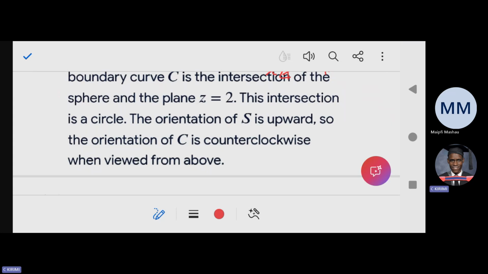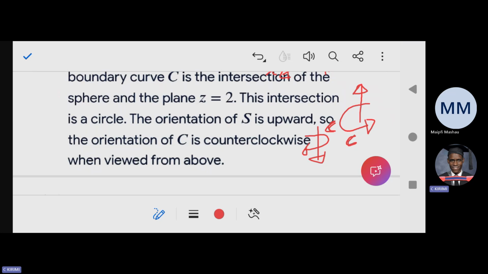What do they mean? If the orientation of the surface is upwards, then the orientation of C will always be anti-clockwise. If the curl is oriented upwards, C is moving anti-clockwise. That is the orientation of your C. And if the orientation is downwards, then the curl is clockwise, and that would be the C. Any question there?